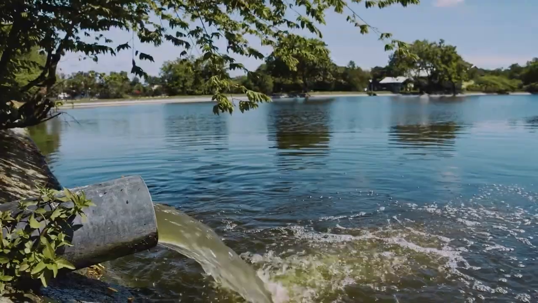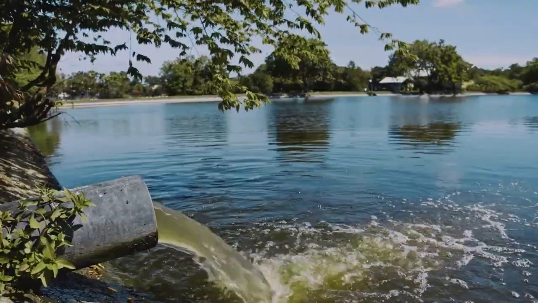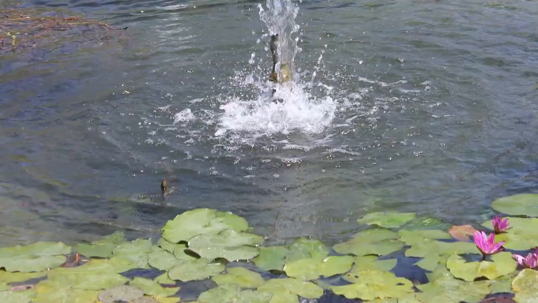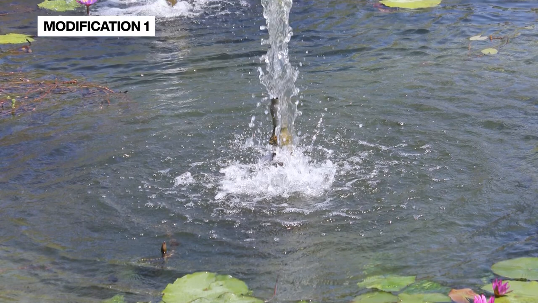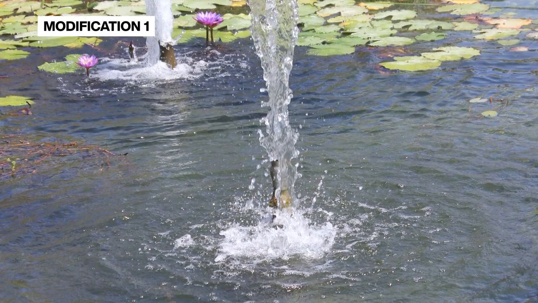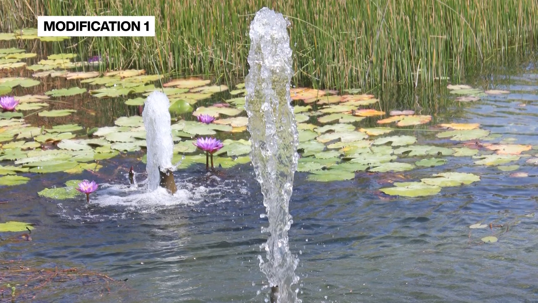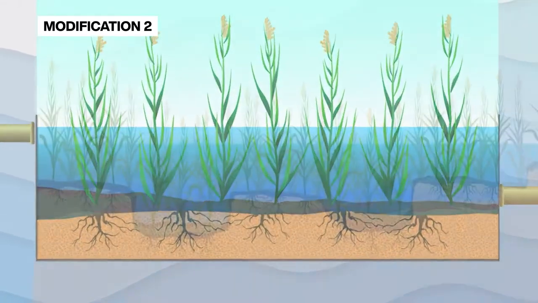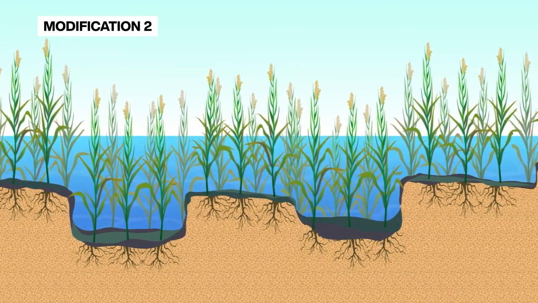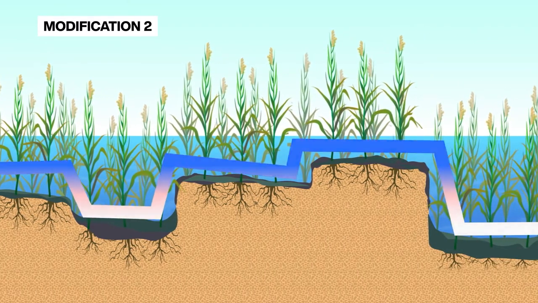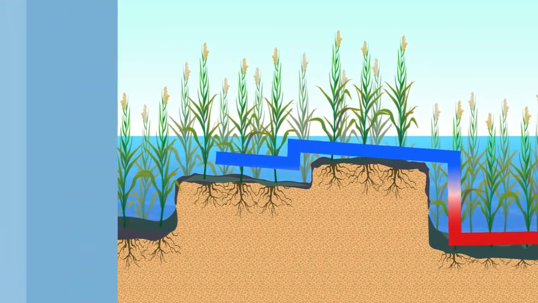Correct. From the multitude of variations of this type of constructed wetland, I have selected 5. Modification 1. Wetland construction has built-in fountains. The fountains are activated periodically to increase the aeration of the wastewater. Modification 2. A constructed wetland includes areas of various depth. Thus, there is an alternation of aerobic and anaerobic zones.